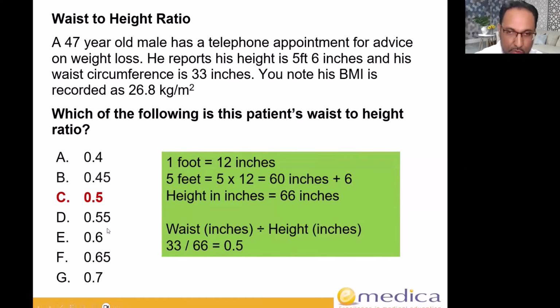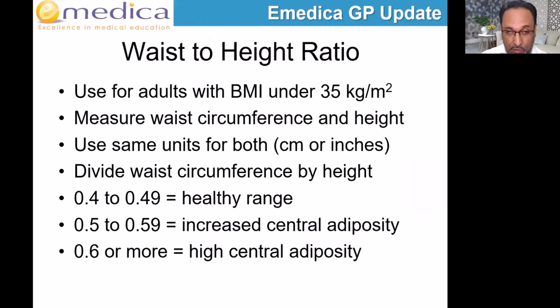Okay, so waist to height ratio. This is one of the measures in the new guidelines. In the older guidelines, we used to just focus on waist circumference on its own rather than the ratio, which is actually a better indicator of risk. So this is for use for adults whose body mass index is under 35, because once they're 35 plus and they're into obesity class 2, they're at significantly increased risk regardless of the waist circumference and the waist to height ratio.